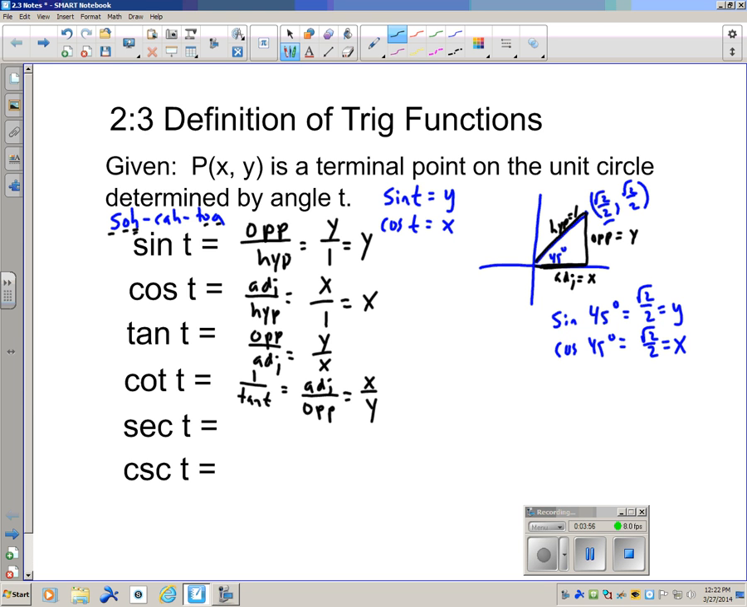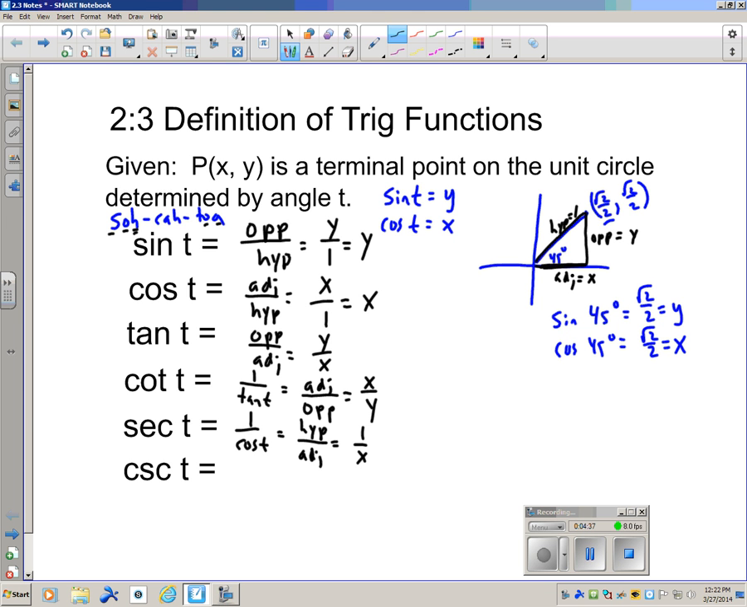And then we have to look at secant. Secant is a reciprocal of the cosine, so I can say it's 1 over cosine t. T is just our angle, whatever that is. Working with that, we can look at our cosine. It's adjacent over hypotenuse, so I can flip that and do the reciprocal. So it's hypotenuse over adjacent. And that was just x, or x over 1, so now I can make that 1 over x.